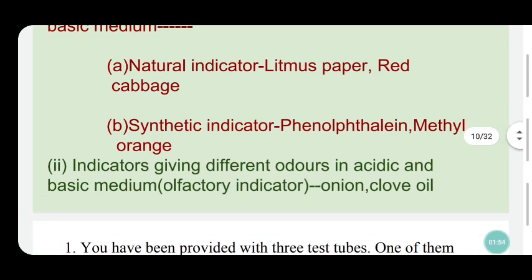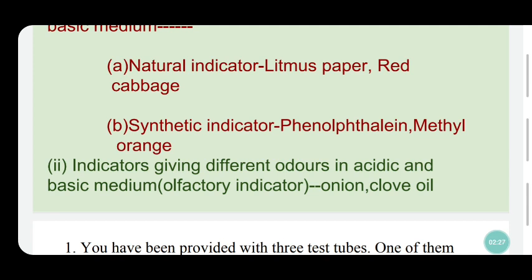Synthetic indicators: phenolphthalein, methyl orange, etc. Synthetic indicators will be prepared in our lab. Example, phenolphthalein and methyl orange. Phenolphthalein shows no color in acidic medium and pink in basic medium. Methyl orange is red in acid and yellow in bases. These two indicators will be synthesized in our lab.